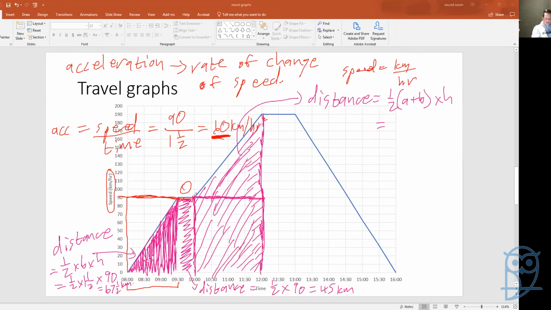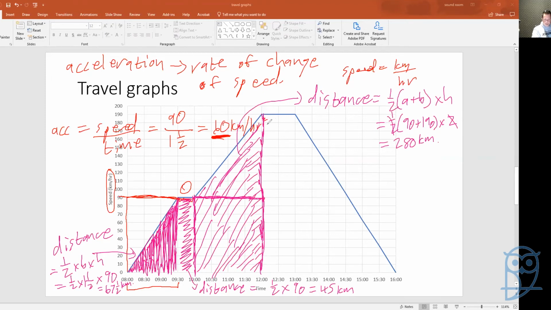So this height is 90, that height is 190. So it's a half times 90 plus 190, times my perpendicular height. That goes from 10 to 12, which is 2 hours. So very nicely, the 2 and the half cancel. And that leaves you with 90 plus 190, which is 280 kilometers. See, very quick calculation, actually.